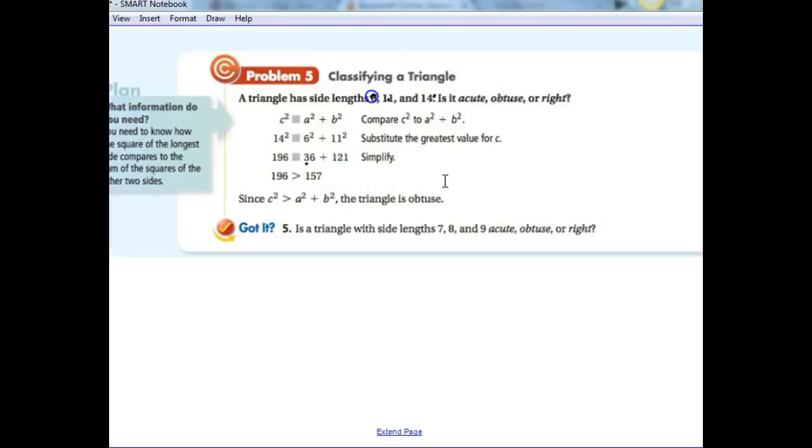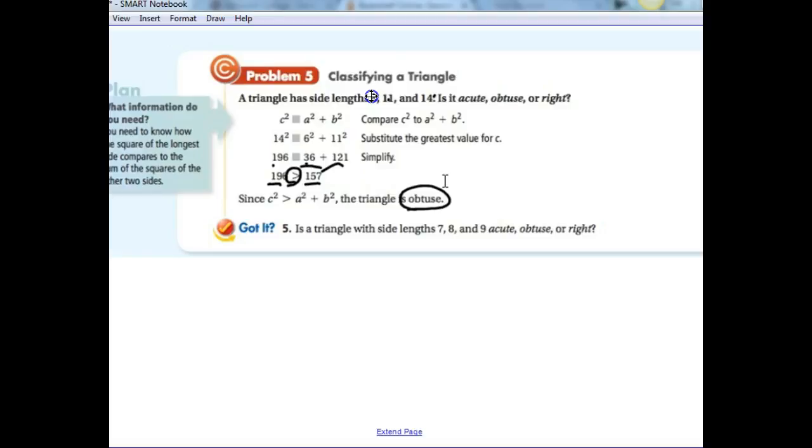Now, that turns into 36 plus 121 and 196. When you add these two together right here, you get 157. And 157 happens to be less than 196. Or better said, the 196 is greater than the sum of the two legs. So that means that it's going to be obtuse.